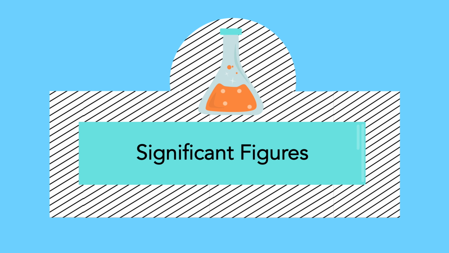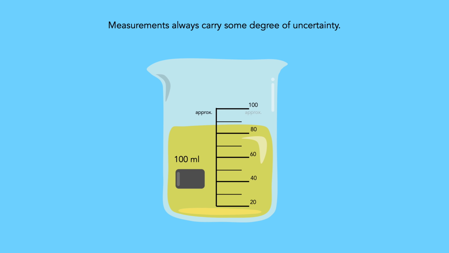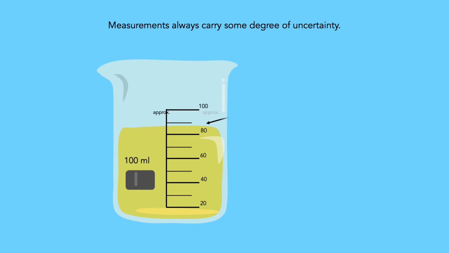First, let's start with what significant figures are. In chemistry, we have to measure things. If we want to find the measure of liquid in this 100 milliliter beaker, we would be able to determine that the liquid is more than 80 milliliters and less than 90 milliliters. However, the exact unit digit is not clear. Here, we have to estimate.